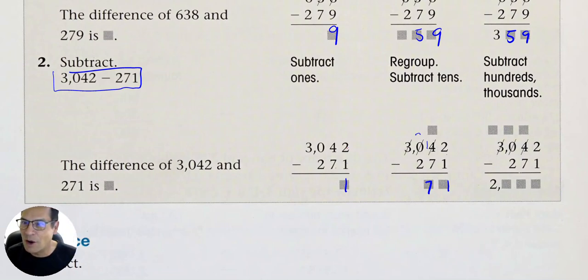All right, so what became of this over here? So we end up with a 9 over here. So we had 2 minus 1 is 1. We had 14 minus 7 is 7. 9 minus 2 is 7. So the difference of 3,042 and 271 is 2,771. So work on a little bit of your subtraction problems as well.